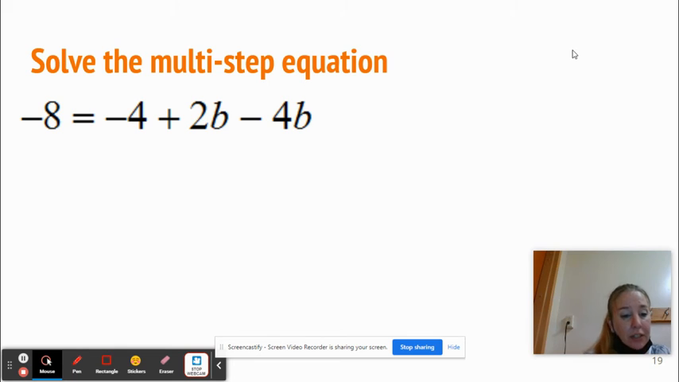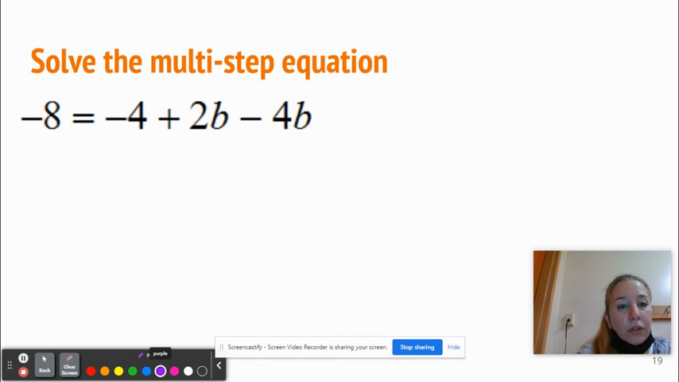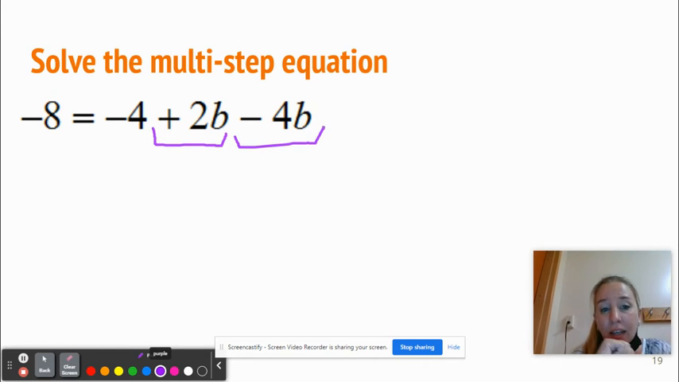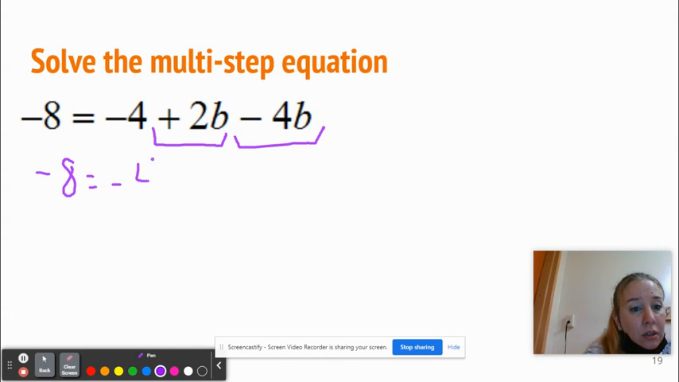So in a problem like this, for example, you would notice over here on the right, we have two terms with B in them. So we can combine those. So we're not even going to touch the other stuff right now. We're just going to bring it down and rewrite it. And this is where having a neat notebook makes sense. So positive 2B minus 4B.